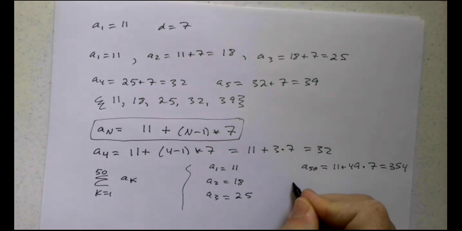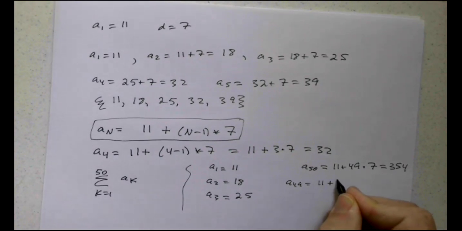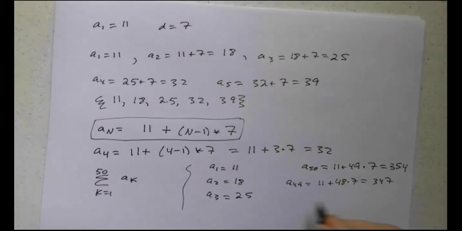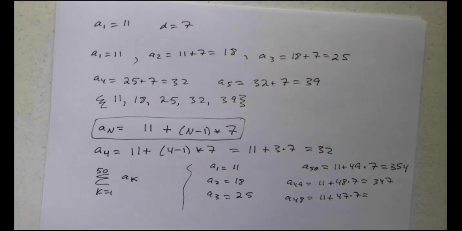How about A49? Starting at 11, and this time I take 48 steps of size 7. What's that going to give me? 11 plus 48 times 7 is 347. And how about A48? Starting with 11, I take 47 steps of size 7. 11 plus 47 times 7 is 340.